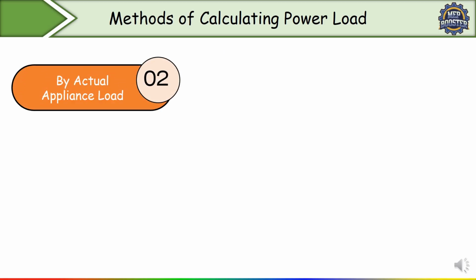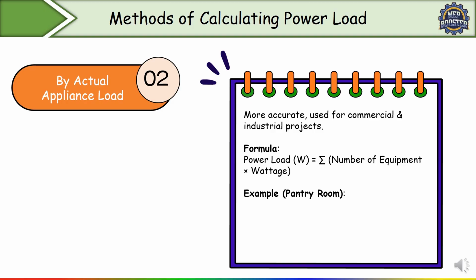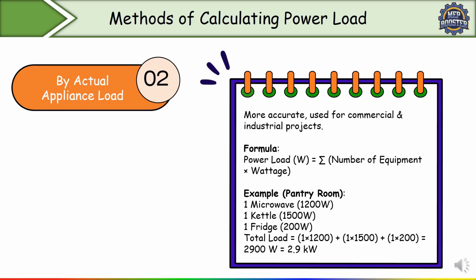Second, we have the actual appliances load method. It is more accurate and used for commercial and industrial projects. Here is the formula to calculate the power load by actual appliances load: summation of number of equipment into wattage. For example, if we have a pantry room, with one microwave of 1200 watt capacity, one kettle of 1500 watt and one fridge of 200 watt, to calculate the total load, simple, the summation of number of equipment into wattage. See, we have got 2.9 kilowatt. In this way we have to calculate the power load. It is very simple, correct?